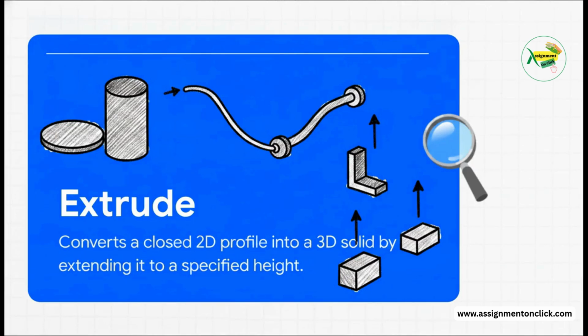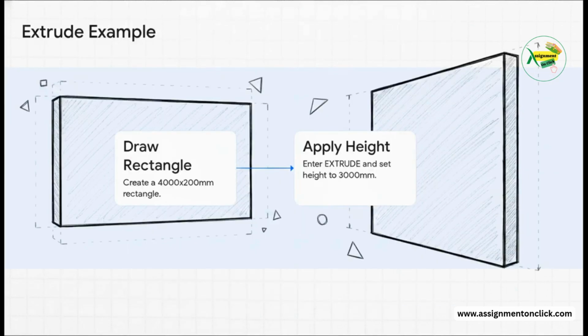All right, with our workspace ready and our profiles clean, let's look at the big 4 commands. First up, Extrude. This is the absolute workhorse of 3D modeling. It takes a closed 2D shape and just pulls it directly up or down along the z-axis, instantly giving it volume. You can even extrude a shape along a specific path, which is amazing for modeling things like pipes or handrails.